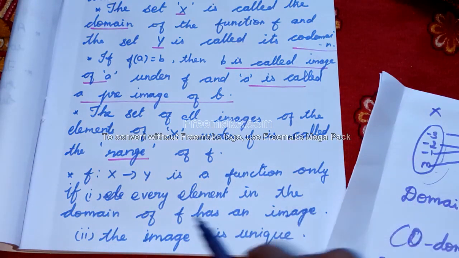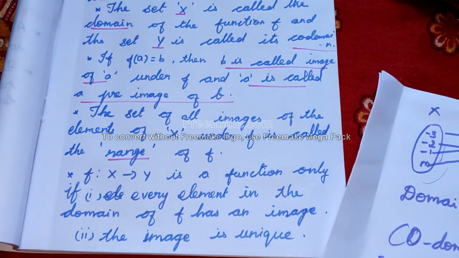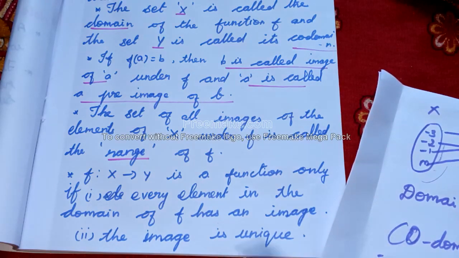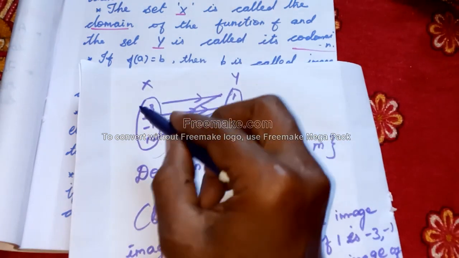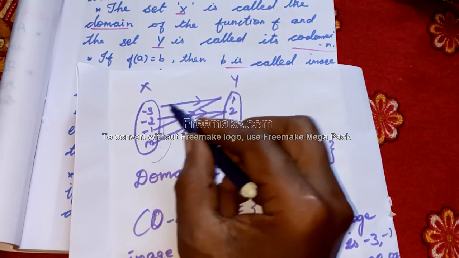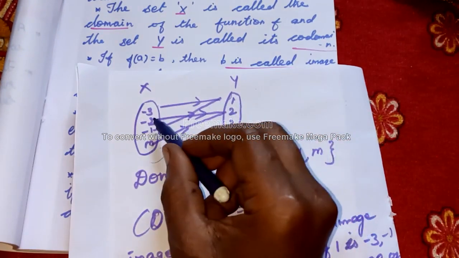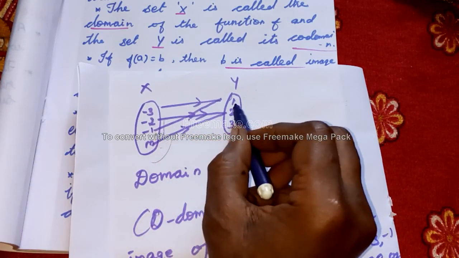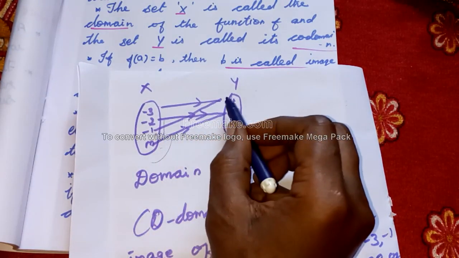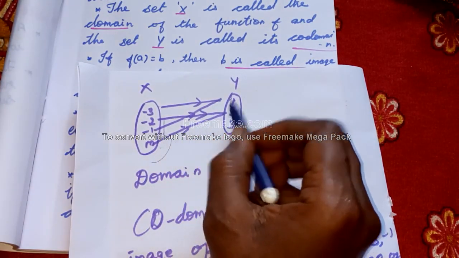Every element has an image. The image is unique. Now the image of minus 3 is 1. The image of minus 2, which one? 2. Image of minus 1 is 1. Image of m is 2. Does any element in X have 2 images?